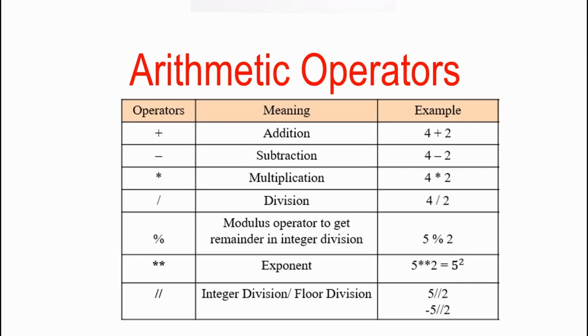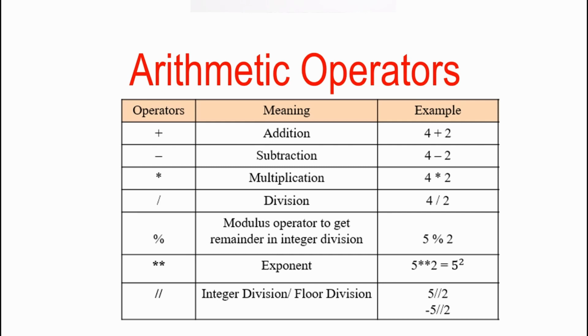Arithmetic operators. There are different types of operators in Python. One of them is arithmetic operators. Addition, meaning it adds two operands together. Subtraction, where the right operand is subtracted from the left.